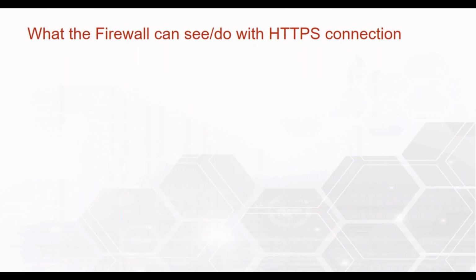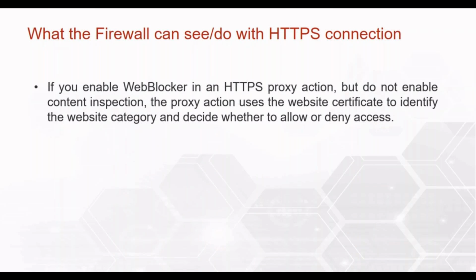Now, you may have noticed that I didn't talk about WebBlocker yet. If you enable WebBlocker in the HTTPS proxy action but do not enable the content inspection, you'll notice, and I will show you later on in the demo, that if you go to the configuration of the HTTPS proxy, WebBlocker is available for you in there. But in this scenario, the proxy action uses the website certificate to identify the website category and decide whether to allow it or deny it.